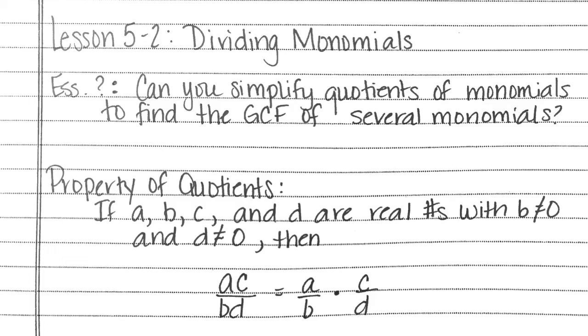All right, we're moving on to dividing monomials. And we are in lesson 5.2. We are dividing monomials. Remember, a monomial is a polynomial with one term. Our essential question is, can you simplify quotients, something that's being divided, of monomials, to find the GCF of several monomials?